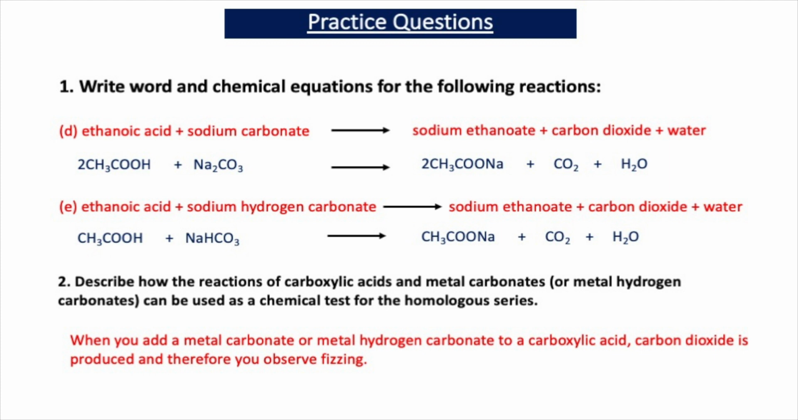And for question 2, you're asked to describe how the reactions of carboxylic acids and metal carbonates or metal hydrogen carbonates can be used as a chemical test for a carboxylic acid. And this is because when you add a metal carbonate or metal hydrogen carbonate to a carboxylic acid, you get carbon dioxide produced, and therefore you observe fizzing. So adding a metal carbonate, such as sodium carbonate or sodium hydrogen carbonate, will cause fizzing with a carboxylic acid, and that's how you can identify a carboxylic acid.